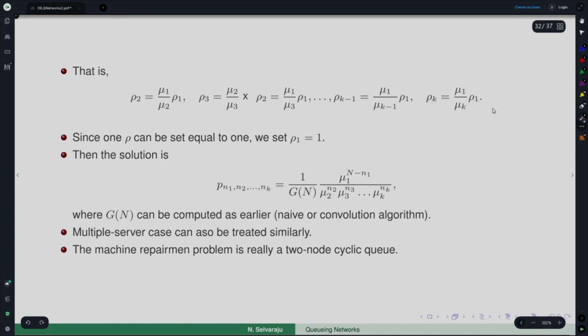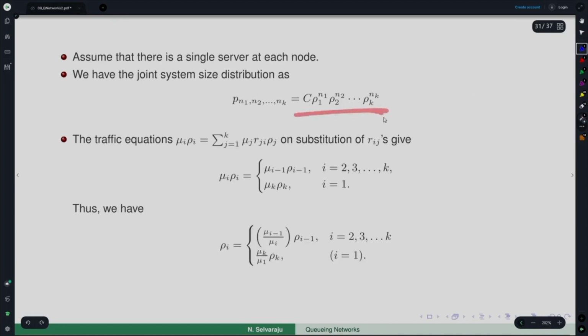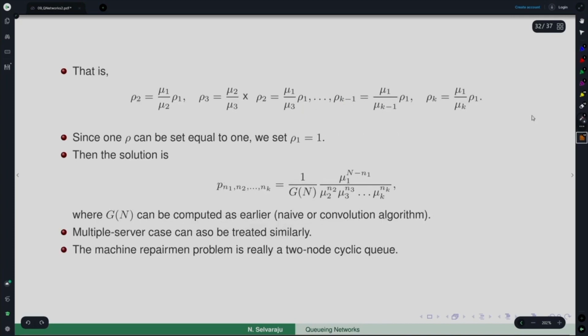Now, if you substitute this here in this equation, to solve this, what we have to do is that we know that the system of equations is linearly dependent, and that is what is coming out here. You see, everything can be expressed in terms of 1, but they cannot be independently determined. So you have to set rho 1 equal to 1, then rho 2 is equal to mu 1 by mu 2, rho 3 is mu 1 by mu 3, and so on you will get. So that is what you will get.